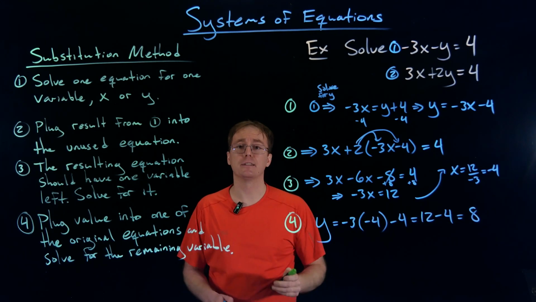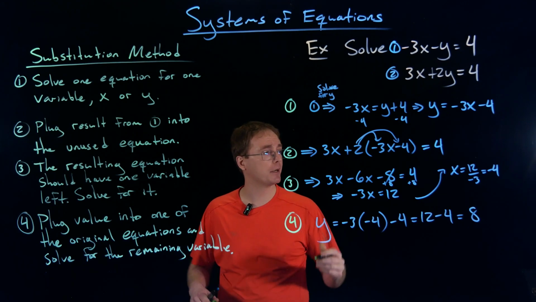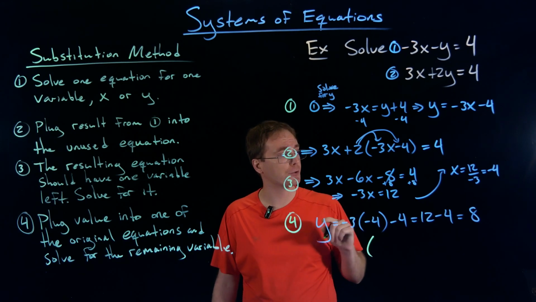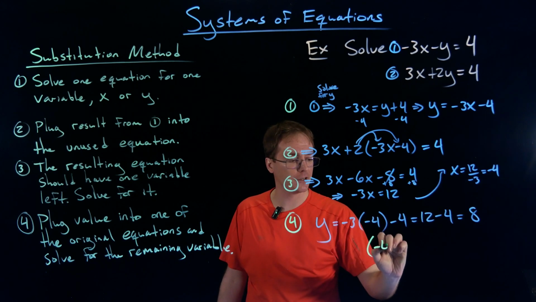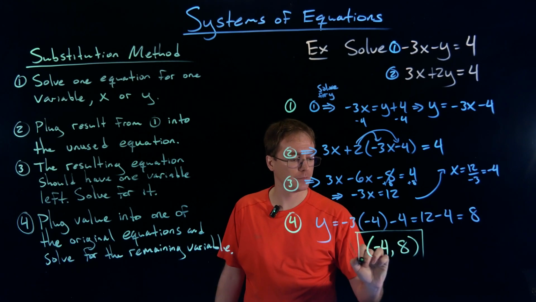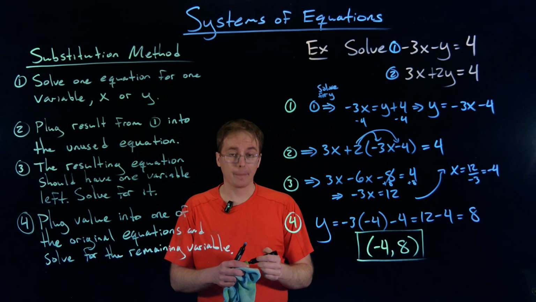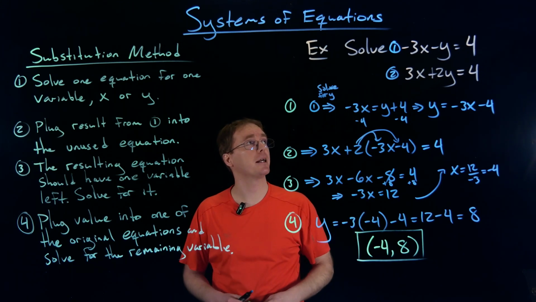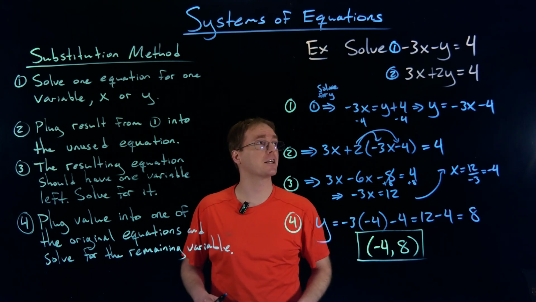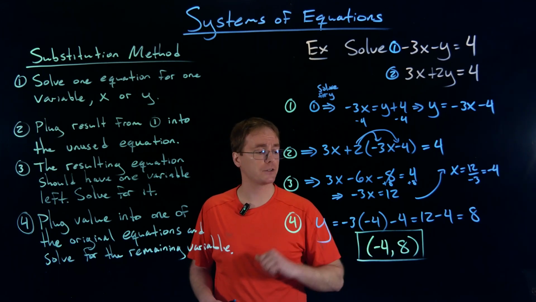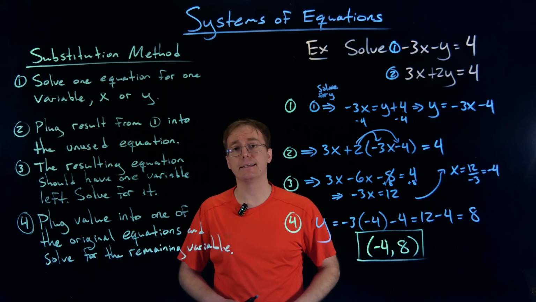And so now we know the entire solution to the system of linear equations. We have one solution. It's going to be that point of intersection between our two lines. The x-coordinate is negative 4, and our y-coordinate is positive 8. And so the solution to the system, negative 3x minus y equals 4, and 3x plus 2y equals 4, is going to be the point x comma y, where x is equal to negative 4, and y is equal to positive 8.